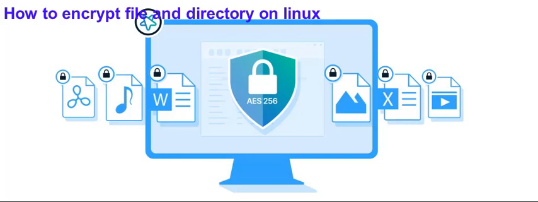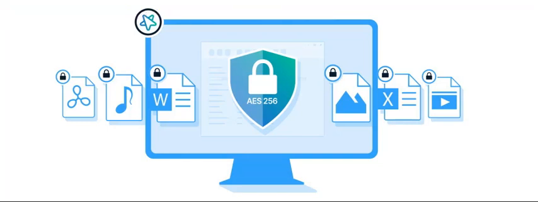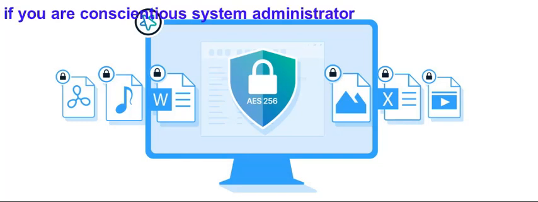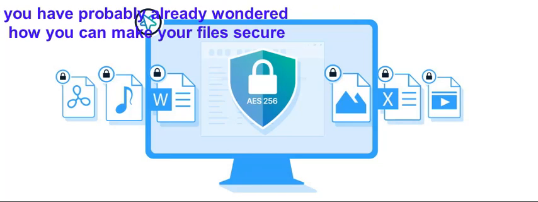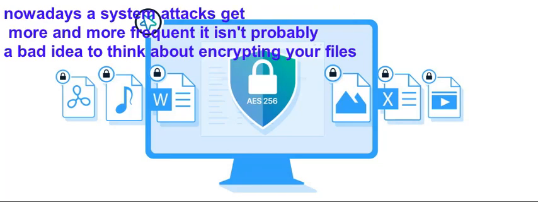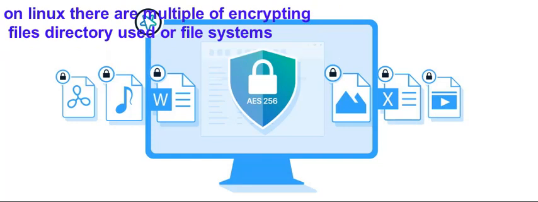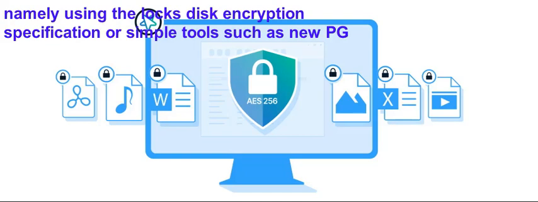How to encrypt files and directories on Linux. If you are a conscientious system administrator, you have probably already wondered how you can make your files secure. Nowadays, as system attacks get more and more frequent, it isn't a bad idea to think about encrypting your files. On Linux, there are multiple ways of encrypting files, directories, or file systems, namely using the LUKS disk encryption specification or simple tools such as GnuPG.